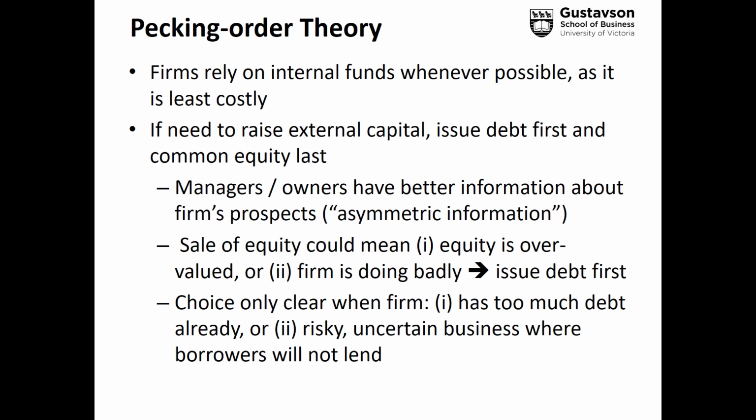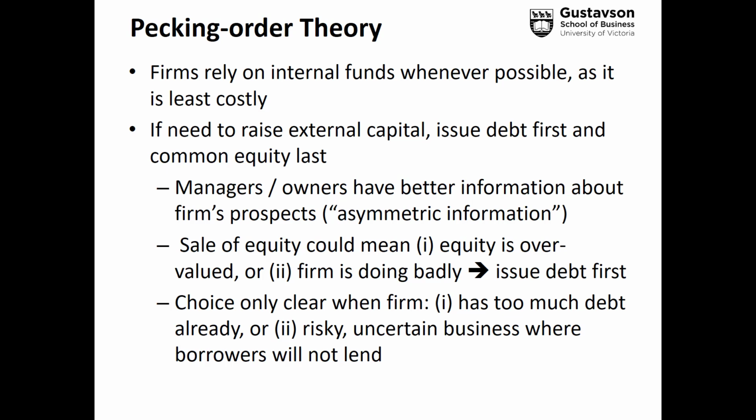The pecking order theory says that firms will rely on internal funds generated from operations first because that is the least costly. When a firm does need to raise external capital, it will always go with debt, which is cheaper, followed by equity, which is more expensive. The reason that firms will not issue equity is because they know about the attractive growth opportunities that are available to the firm. We say that the managers and owners or insiders have asymmetric information over outside capital providers.